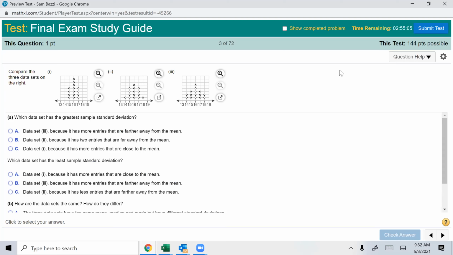Which data set has the greatest sample standard deviation? When the data is widely spread out, the standard deviation is large. When the data are close together, then the standard deviation is small. So in which data set do you think we have the largest standard deviation? Would it be the first, the second, or the third? The third. Okay, there's more spread in the third, I agree. So that's number 3.